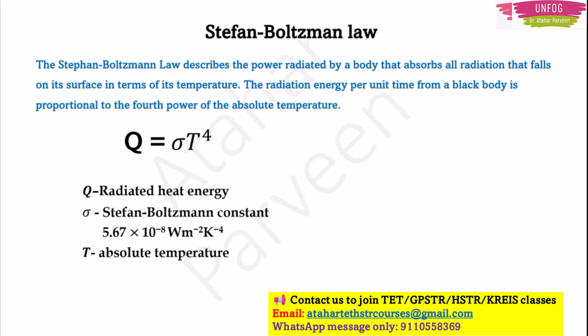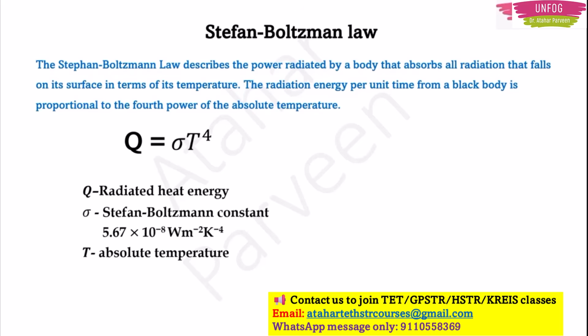This Stefan-Boltzmann law describes the power radiated by a body that absorbs all radiation that falls on its surface. This power radiated is in terms of its temperature, or in other words, the radiation energy per unit time from a black body is proportional to the 4th power of the absolute temperature. The heat radiated is Q, right? Q is proportional to T to the power 4. You remove this proportionality symbol and add one proportionality constant, known as the Stefan-Boltzmann constant. The symbol is sigma. So Q will become sigma into T raised to 4.